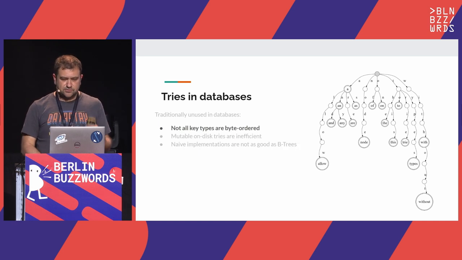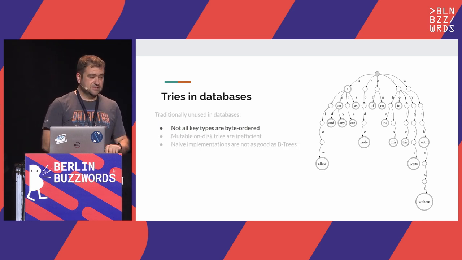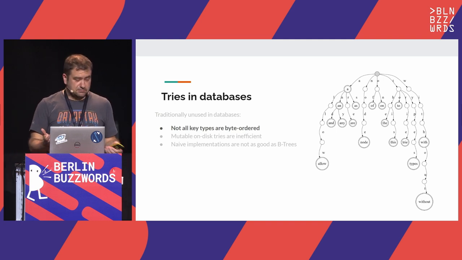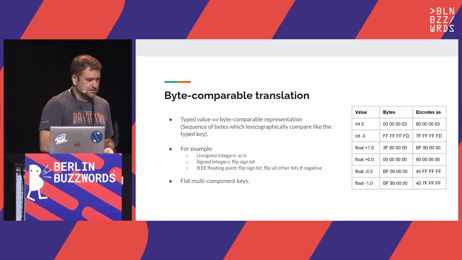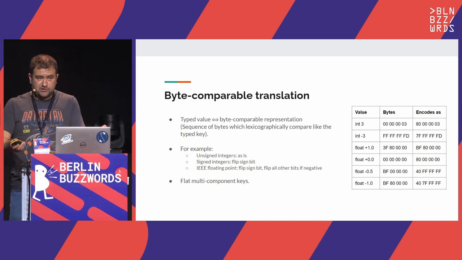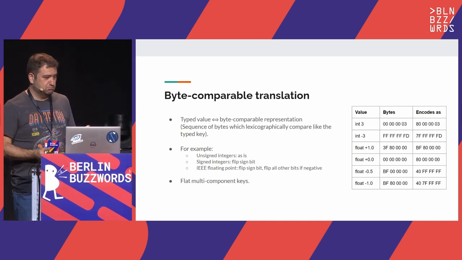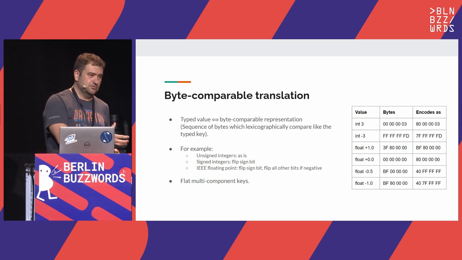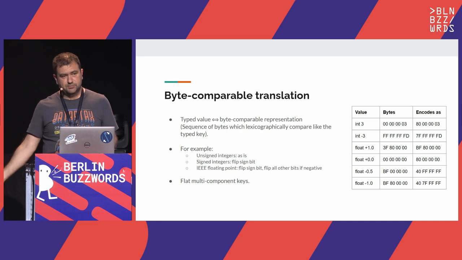Now, let's come back to the problems and the reasons why tries are traditionally not used in databases. The first one is that the keys are not byte ordered. How can we solve this? Even though the typical serialization of the keys usually is not byte comparable, we can come up with a translation which takes your original value and turns it into something which is byte comparable.